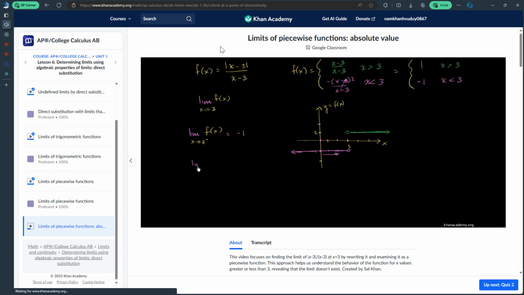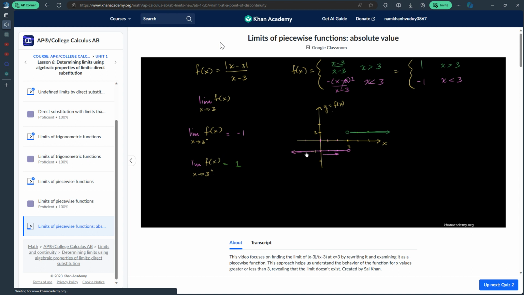Now let's think about the limit of f of x as x approaches 3 from the positive direction, from values greater than 3. So here we see when x is equal to 5, f of x is equal to 1. When x is equal to 4, f of x is equal to 1. When x is equal to 3.0000001, f of x is equal to 1. So it seems to be approaching positive 1.